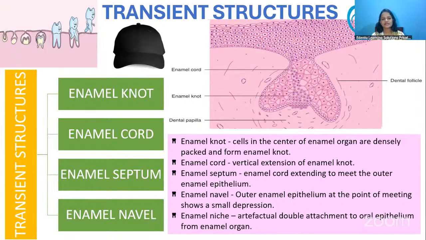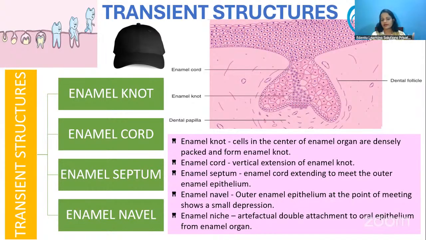Now, what are these transient structures? There are four types of transient structures. The first one is the enamel knot, the second one is the enamel cord, the third one is the enamel septum, and the fourth one is the enamel navel. So let's have a look at these structures one by one.